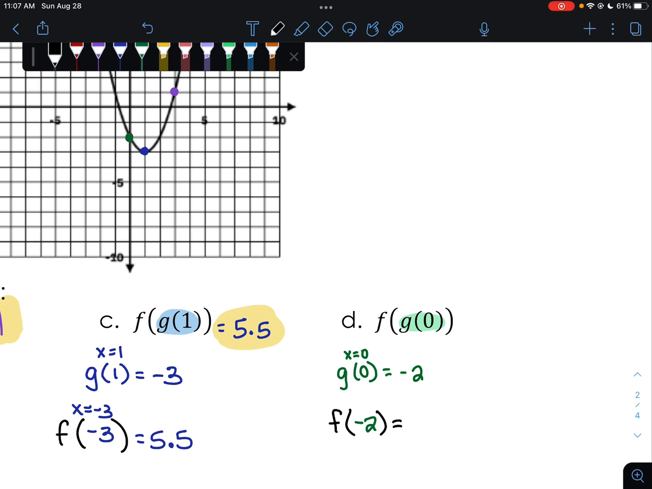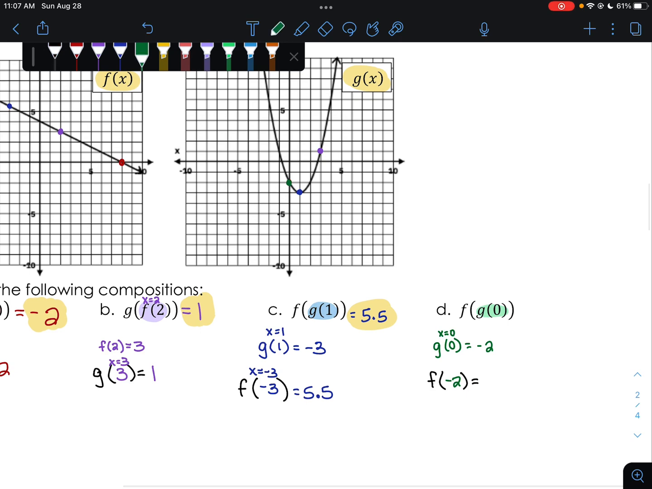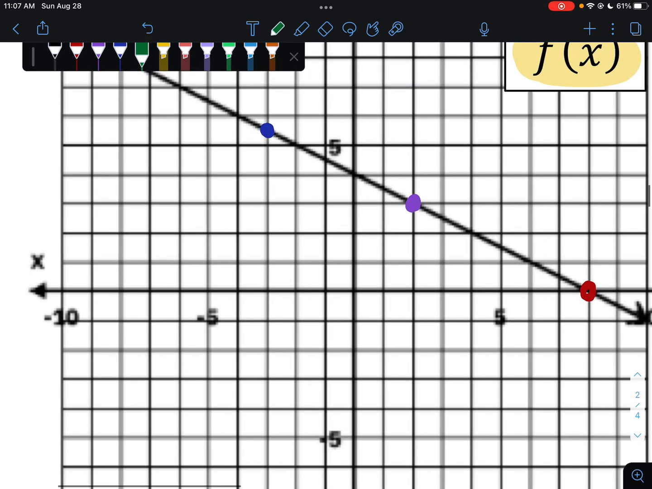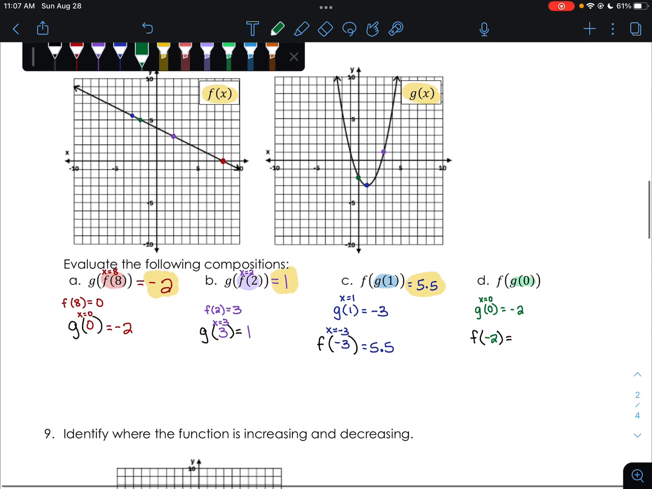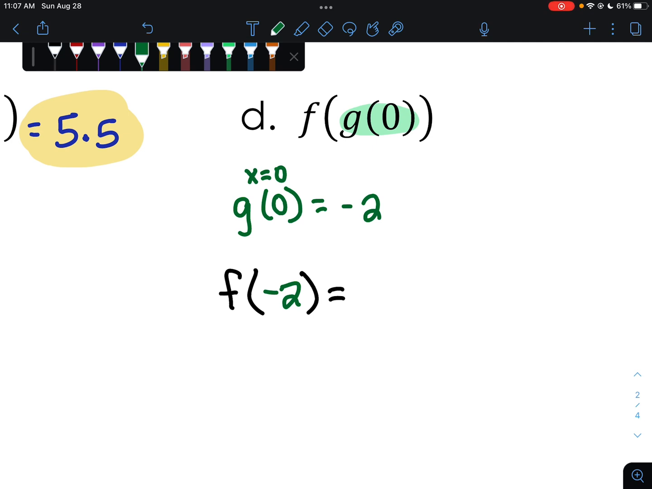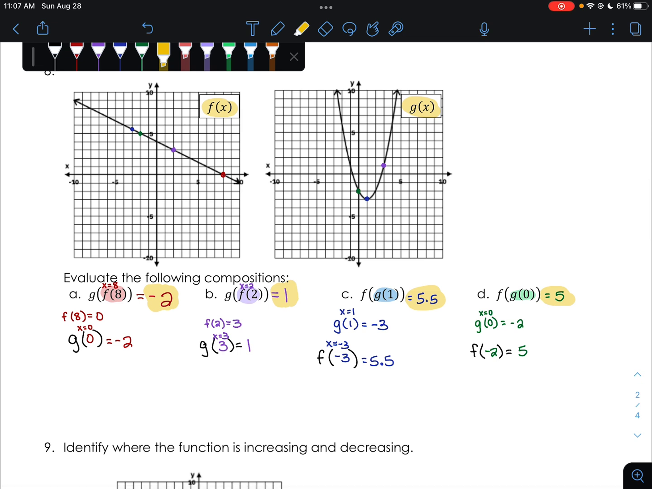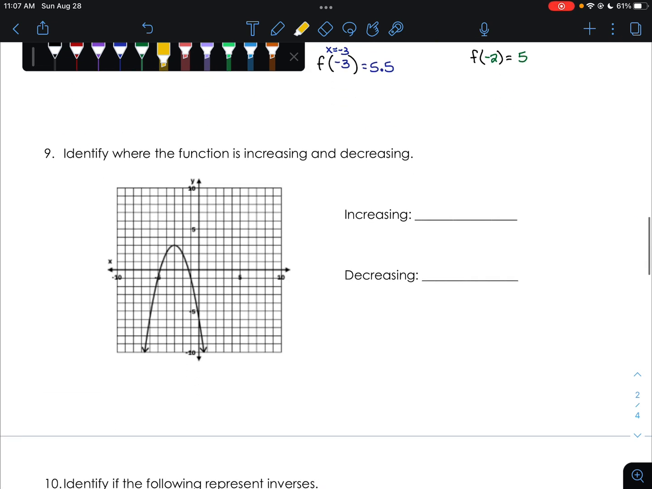And now I find f of negative 2. So I go to my f graph, I find negative 2, and I look for that y value. That y value is at positive 5. So therefore, f of g of 0 is equal to positive 5. And that's how you do question number 8. Moving on to the next one.